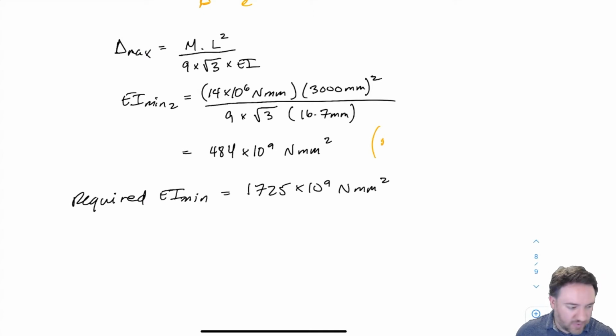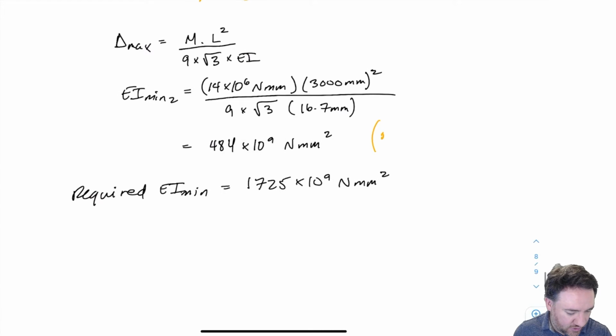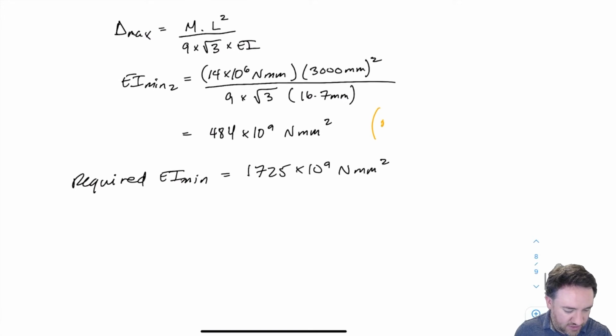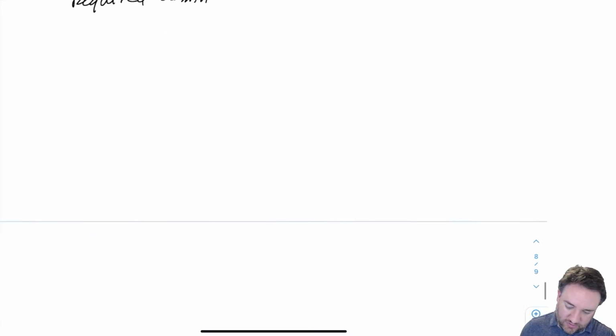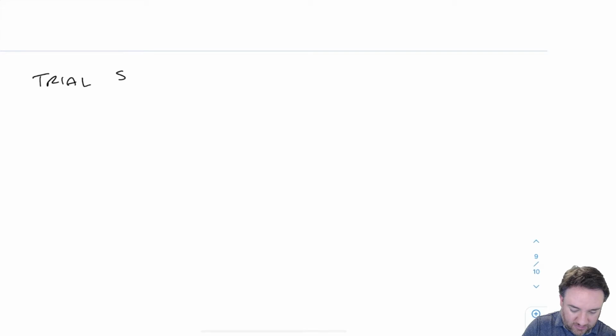Great. So next step is we need to determine basically what our trial section is. And we are going to look at all of the different moments and axial forces and shears and try to come up with a section that's going to work for all these cases, keeping in mind that I'm also going to have a combined axial load and moment effect.